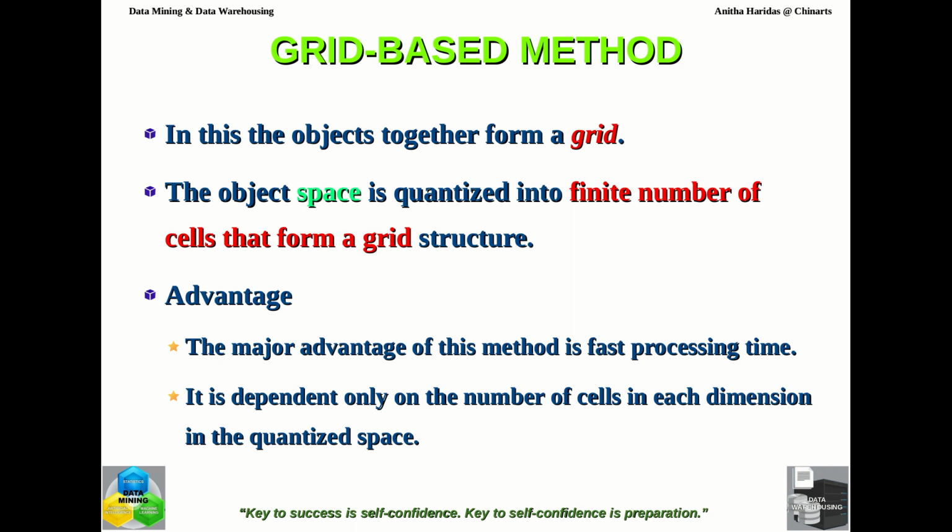Now the advantage here is fast processing, and it is dependent only on the number of cells in each dimension in the quantified space. That is the advantage of the grid based method, right? So it depends only on how many cells we are going to have in each dimension in that particular space.